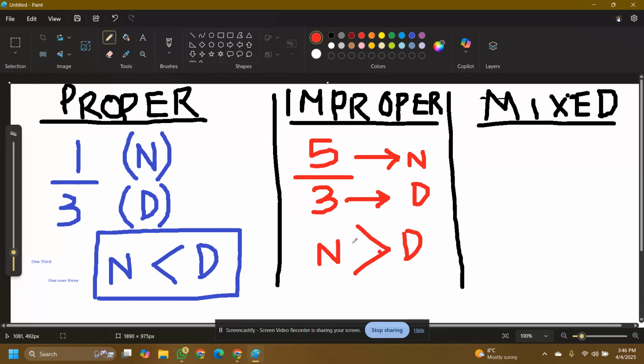What is a mixed fraction? A mixed fraction, it looks like this.